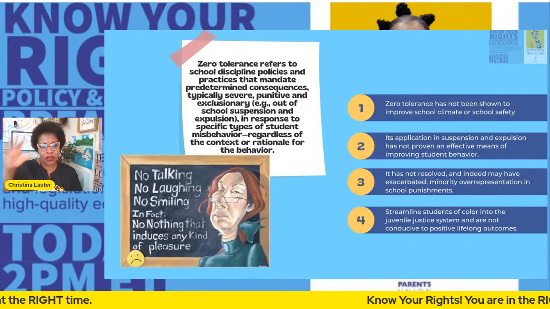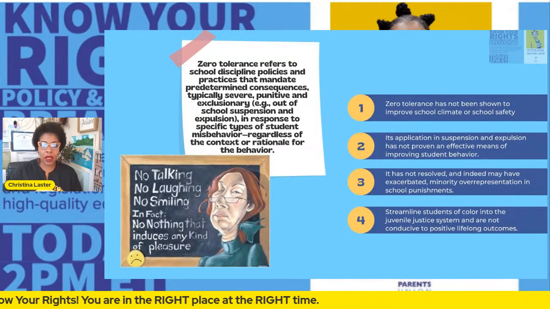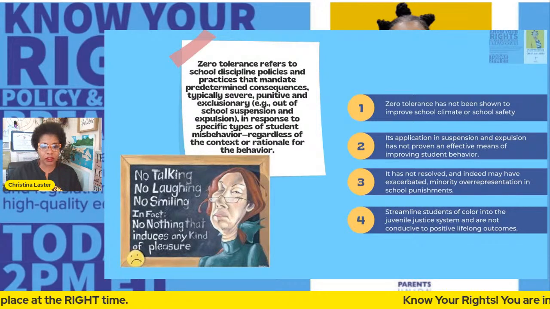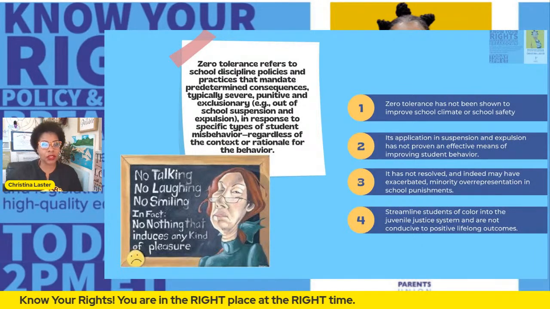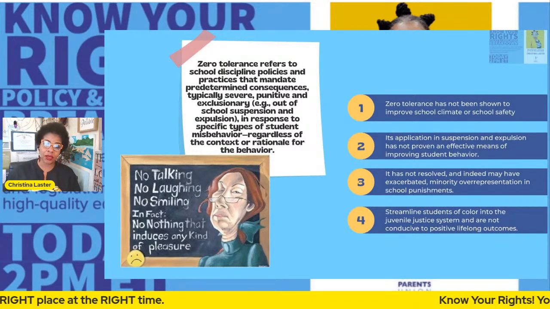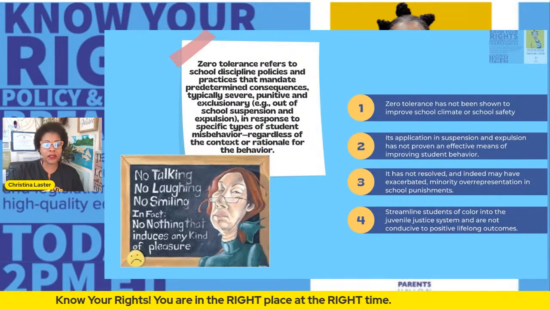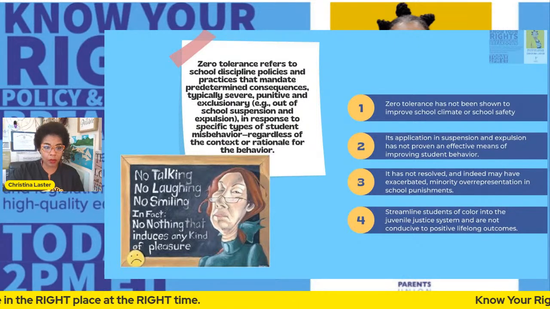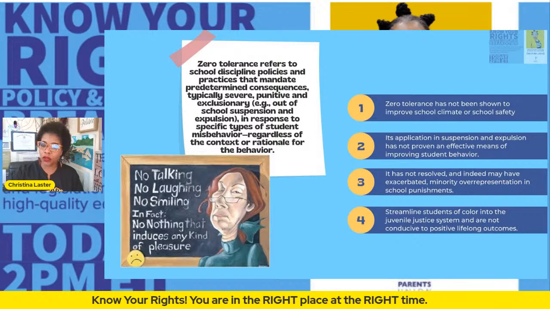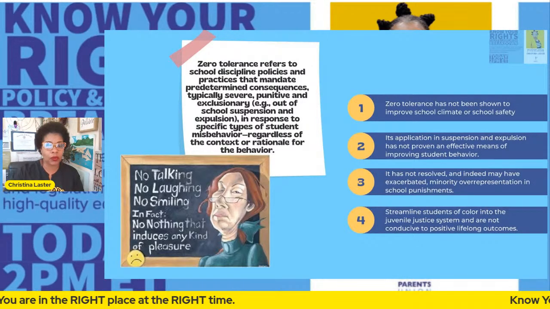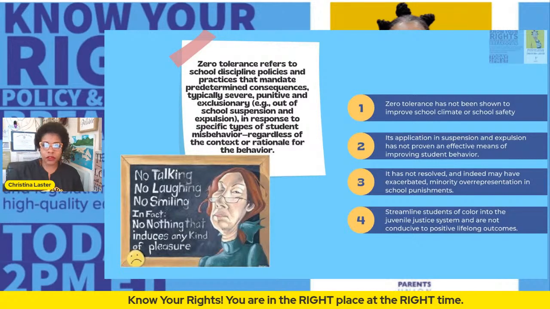So if you want to know what zero tolerance refers to, here it is right here. Zero tolerance refers to school discipline policies and practices that mandate predetermined consequences, typically severe, punitive, and exclusionary, right? So what does exclusionary mean? Well, they usually exclude a child from the environment where they're getting their education, like school suspension, expulsion. That's what we're referring to when we say exclusionary, okay? In response to specific types of student misbehavior. We're going to be diving into this, y'all. So make sure that you are able to either take notes or you can come back and view this for the information because you will definitely need this information when advocating. Regardless of the context or rationale for their behavior, right?